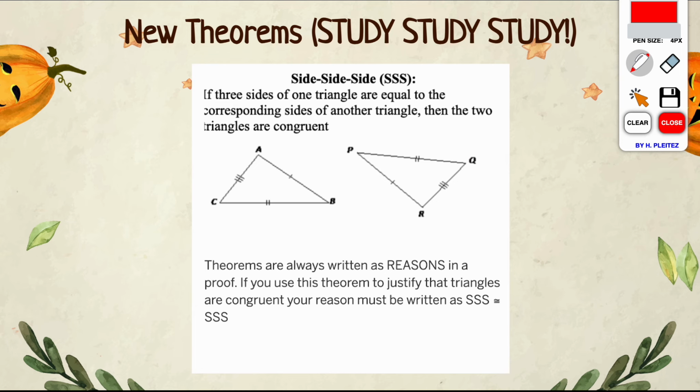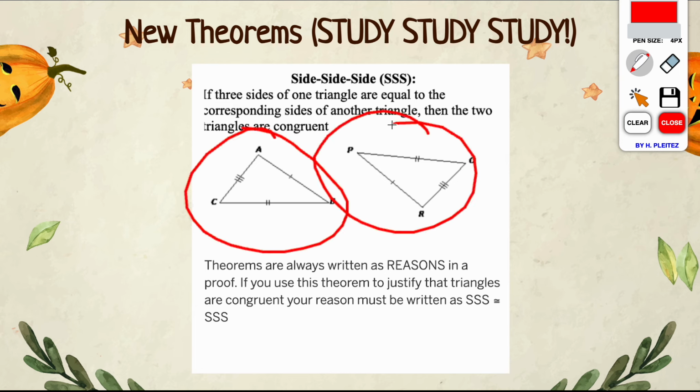So if you look at this diagram here, you can see that all three sides of this triangle are congruent to all three sides of this triangle. So by using side, we can say that those two triangles are congruent to one another. Now these theorems, and this is just a common thing in geometry, are always written as our reasons in our proof. So if we're using this theorem, our reason has to be stated in your proof. You write it like this: side is congruent to side. Now what that means is the three sides of one triangle are congruent to the three sides in another triangle, okay?